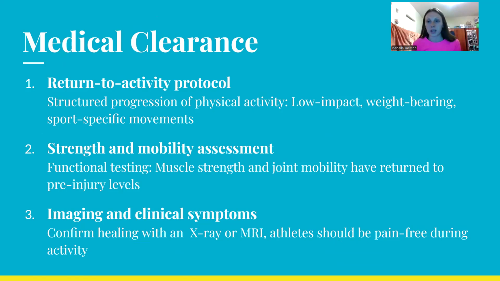We don't want to rush back into things. We want to have a structured progression of physical activity. So we want to progress from low impact to weight bearing and then to sport specific movements. You don't want to just go straight into the sport specific movement. So say we start out with biking and then we go to the elliptical and then we go to the anti-gravity treadmill and then we're running on the ground and then we're doing plyometrics. So you want to have a smooth progression into things.